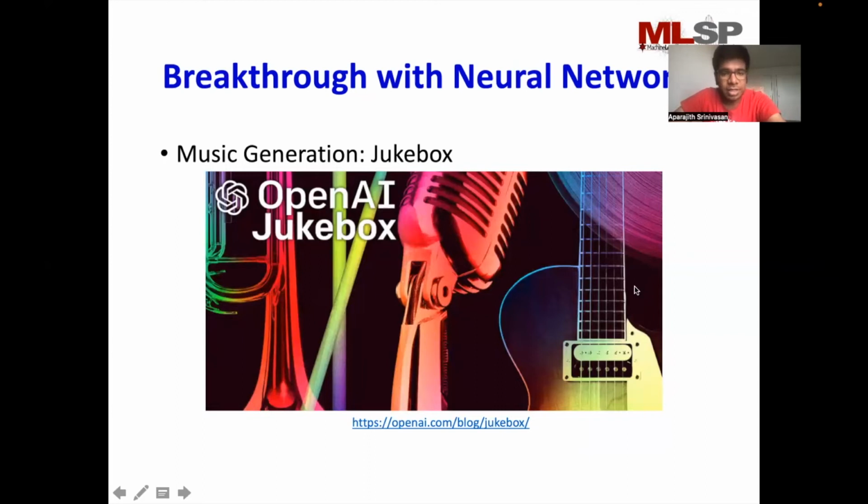Another interesting application of neural networks is OpenAI's Jukebox. This neural network generates pop songs or songs of any genre sung by singers who are not alive now, for example Frank Sinatra and Elvis Presley. That's kind of cool. You can take a look at this link. They have some audio files with songs sung by Frank Sinatra, Elvis Presley, and so on, even a different genre song sung by Katy Perry.